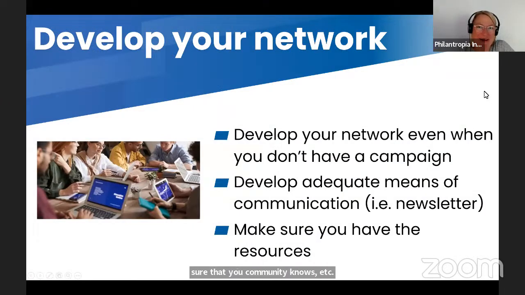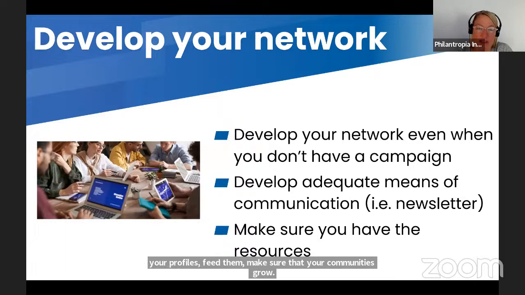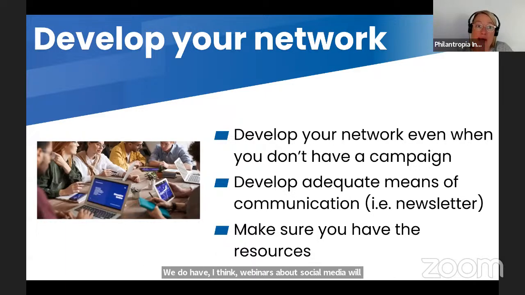Develop your network at all times, even when you don't have a campaign, because people don't want to feel used. Develop adequate means of communication. So, for example, start a newsletter, start your social media platforms, your profiles, feed them, make sure that your communities grow. We do have, I think, webinars about social media. We'll run another one in the coming weeks about how NGOs can use social media for outreach, and this is very closely connected to the success of your crowdfunding campaigns.